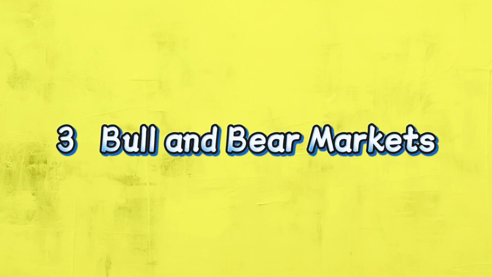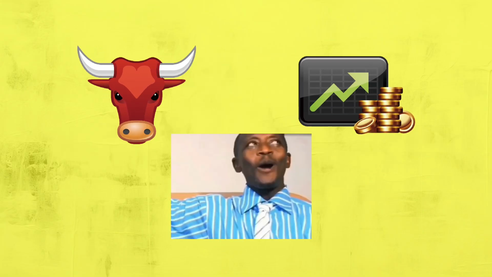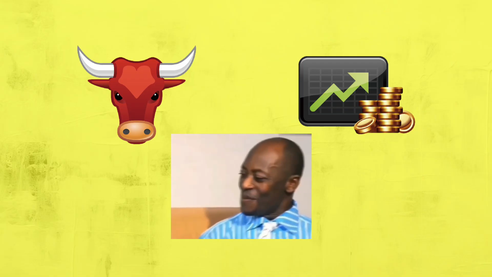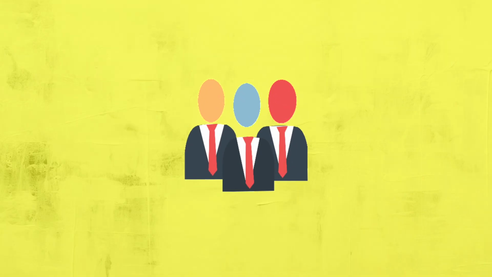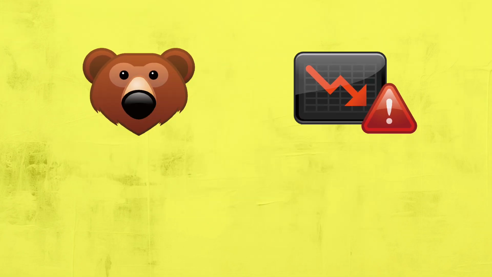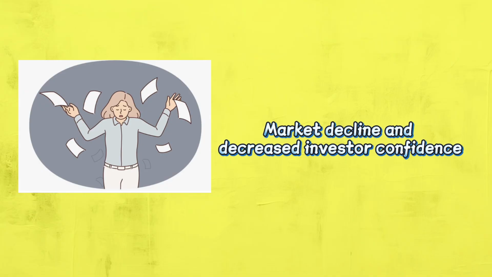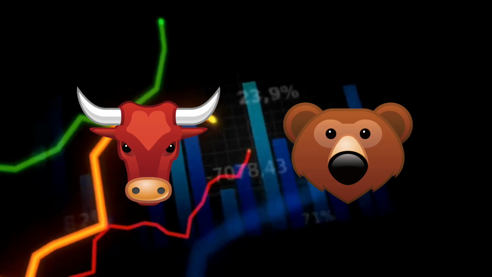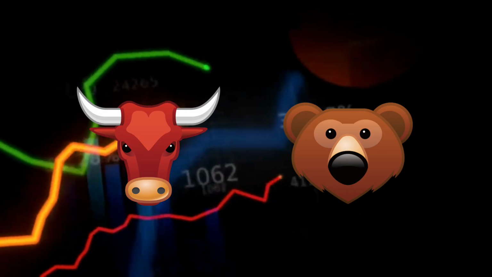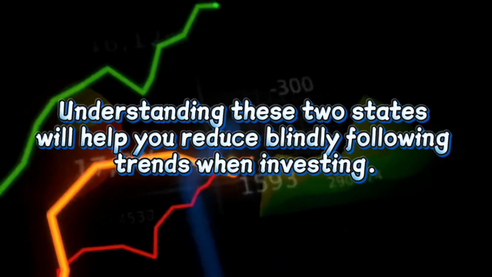Chapter 3. Bull markets and bear markets. A bull market is a period when investors feel optimistic and believe stock prices will keep rising. During a bull market, everyone suddenly becomes a stock expert and people feel confident about making money. A bear market is the opposite. Investors become fearful and expect prices to drop. News headlines often sound negative and the overall mood becomes cautious. Bull and bear markets are reflections of collective emotion. Understanding both helps you avoid blindly following the crowd.